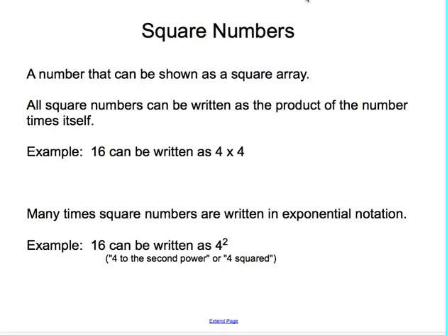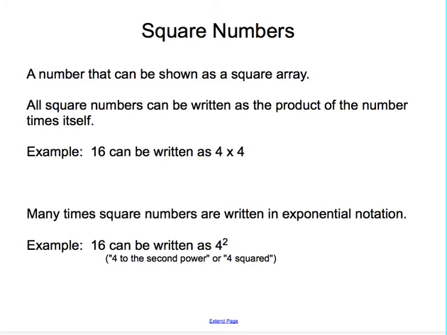This is the part that you need to copy down into your notebook. So turn to your next empty page and your title is Square Numbers. Okay, write square numbers at the top. A number that can be shown as a square array. Now if it's a square array, remember it's going to have an equal number of rows and columns, like the array for 16, a 4 by 4 array. 4 rows, 4 columns.